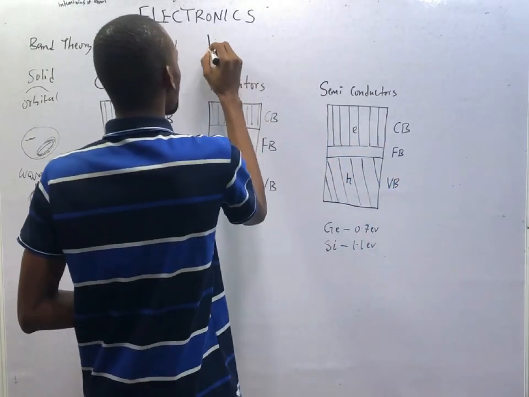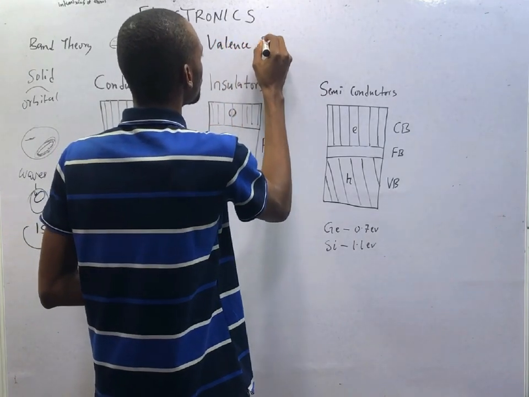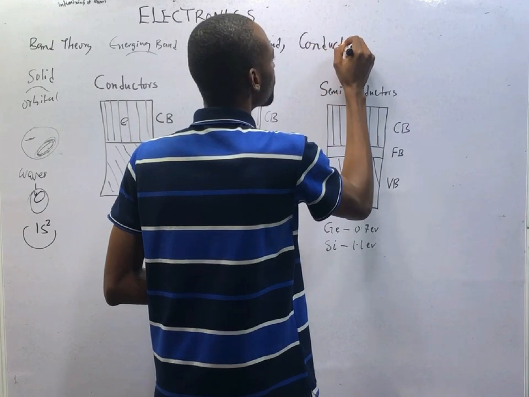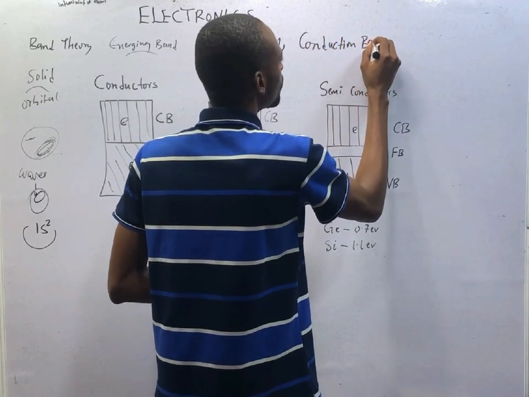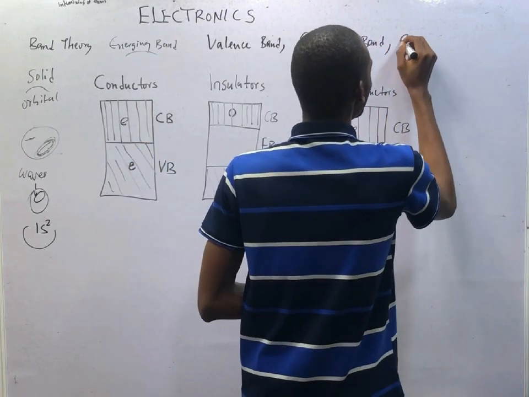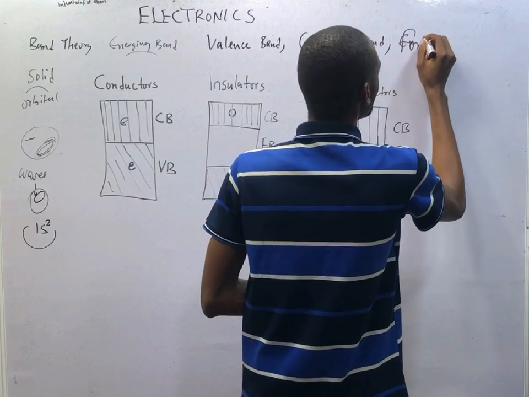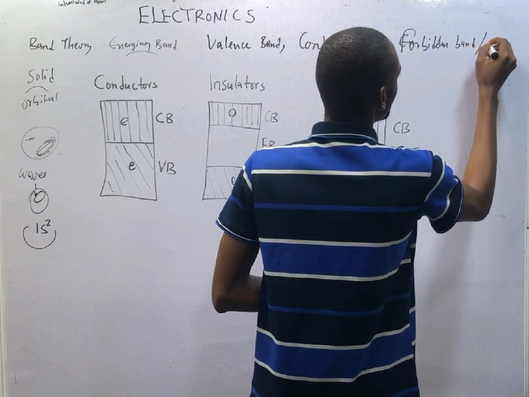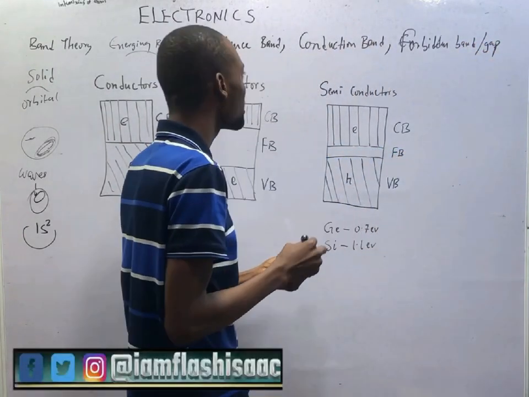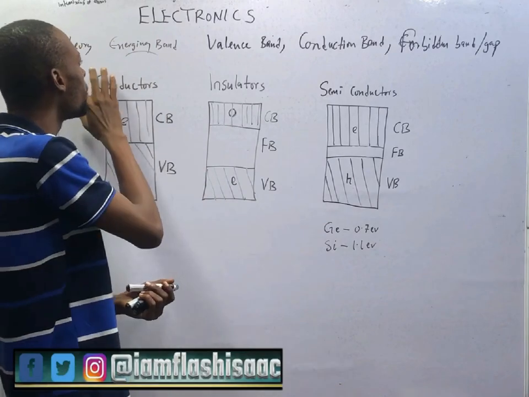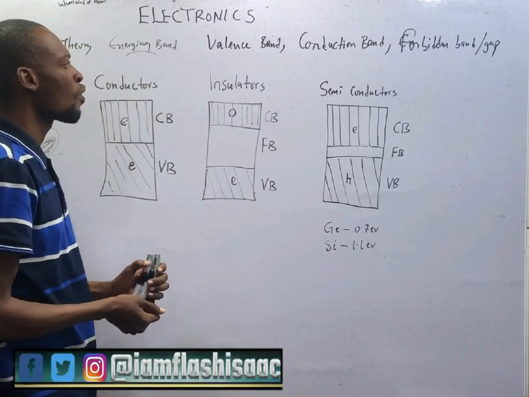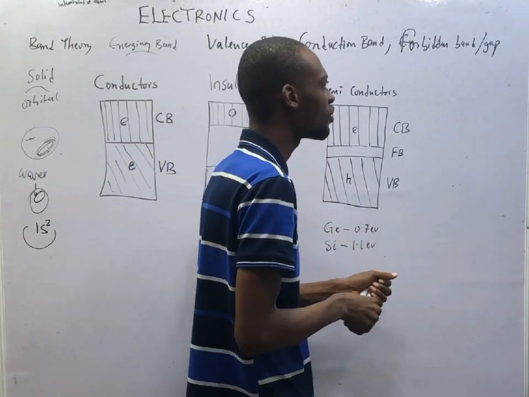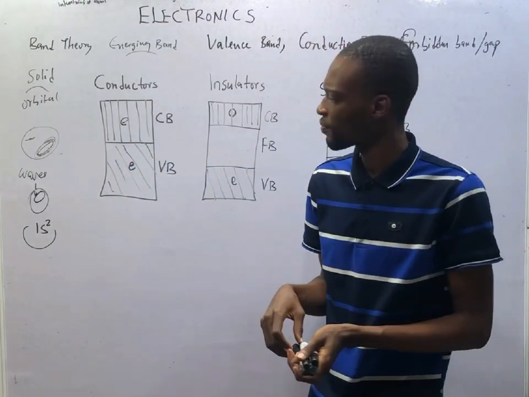We have the valence band. We have the conduction band. And the energy gap, the forbidden band, or forbidden gap. These are the energy bands when you come to band theory. What is valence band, or what is conduction band, or what is forbidden gap?